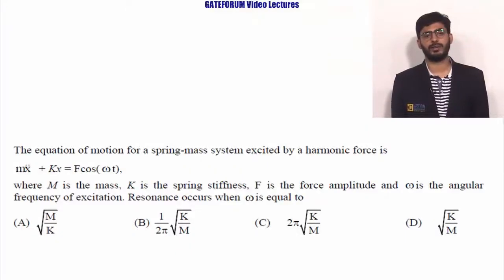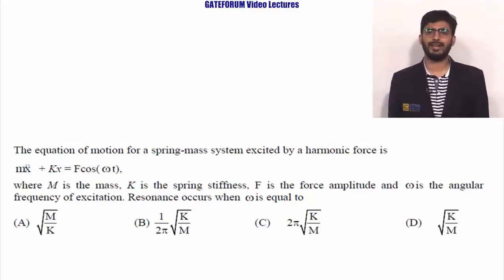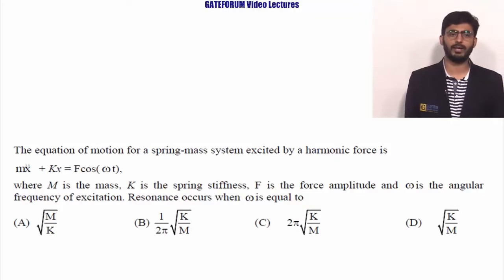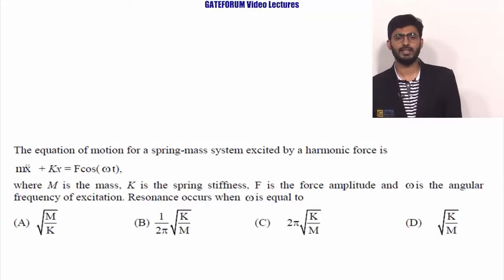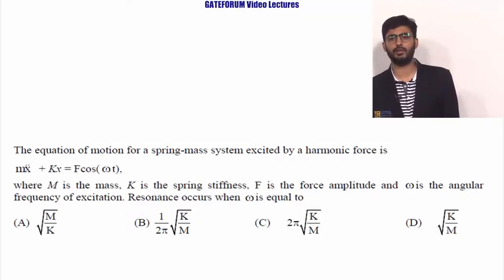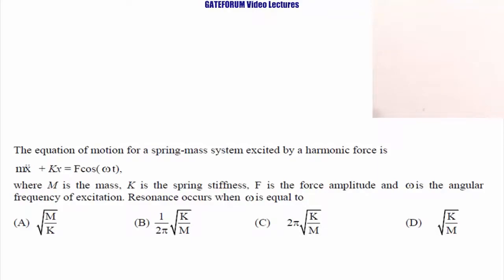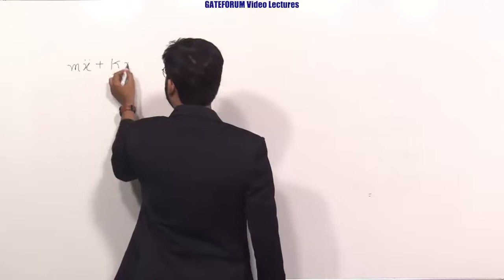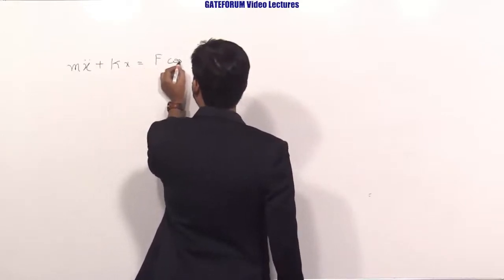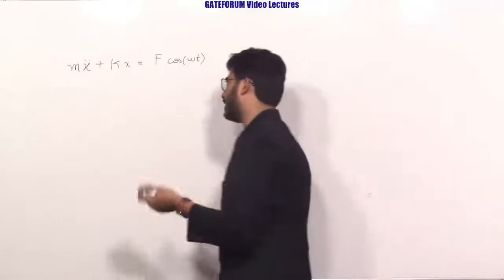This question belongs to the topic vibrations. Here is the question. The equation of motion for the spring mass system excited by a harmonic force is given by m x double dot plus k x equal to F cos omega t, where m is the mass, k is the stiffness, F is the force amplitude and omega is the angular frequency of excitation. Resonance occurs when omega equals dash. This is a straightforward question. So he is asking you to compute the natural frequency, or at the natural frequency.